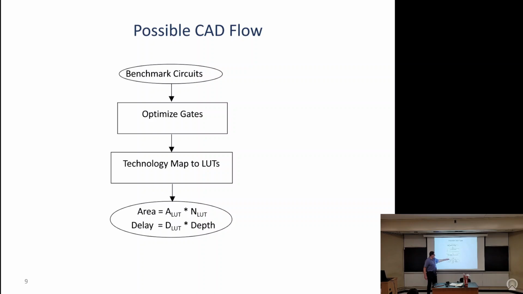At that point I could say, okay, my area is, let's count up how many LUTs I used on a benchmark, multiply it by my area per LUT, and my delay is the depth of the circuit. That's basically how many of these LUTs are in series on the longest path between two registers. That's the depth. Multiply that by the delay of a LUT, and I've got my delay. Okay, so I do this, I write my paper, I submit it. What do you think? Is it good? Bad? Everybody wants to review this paper.